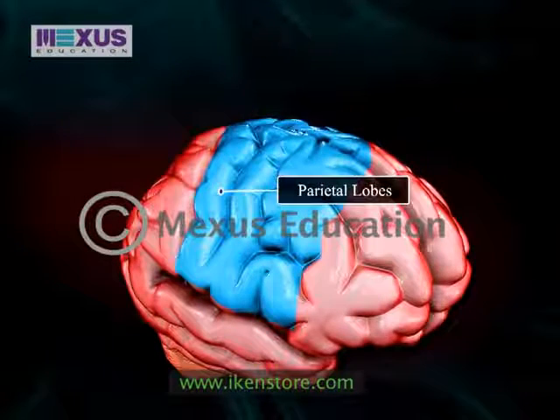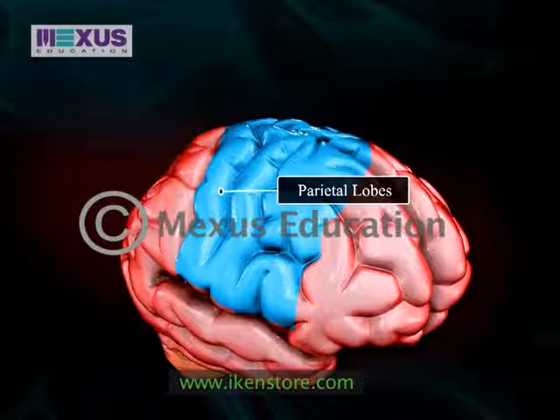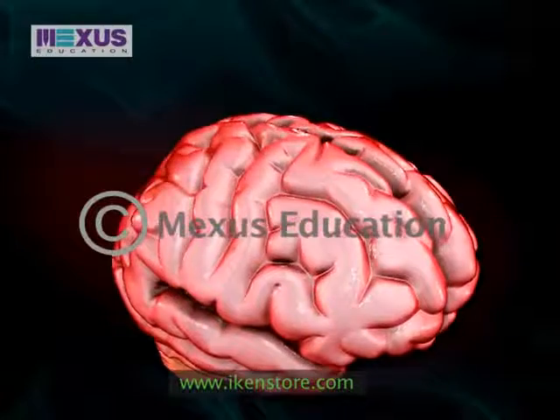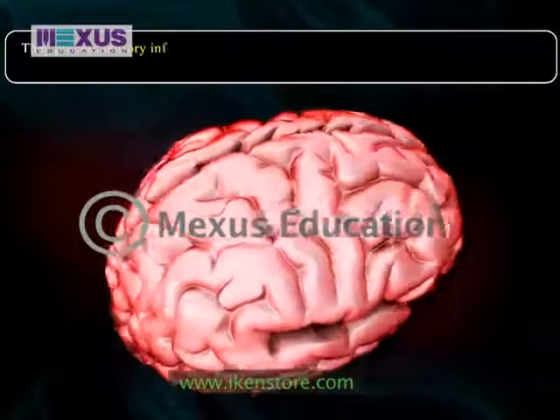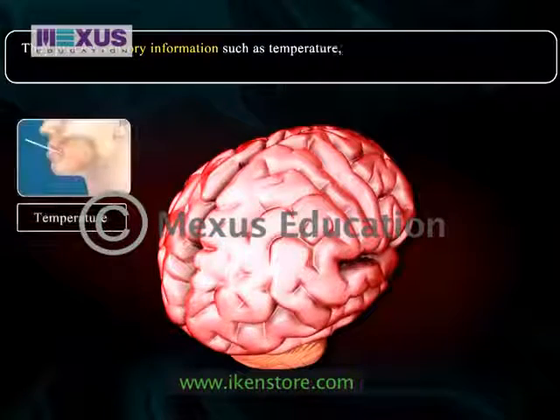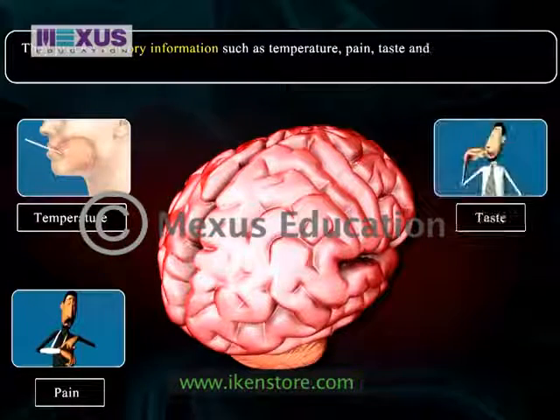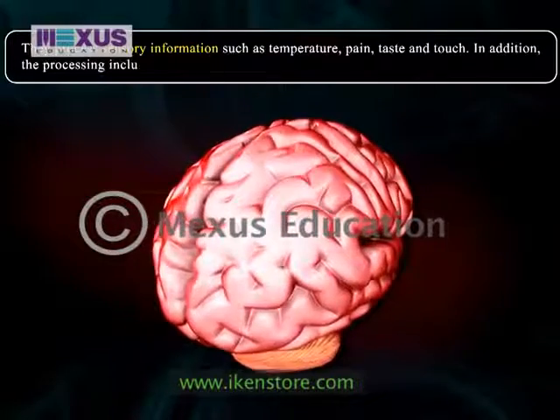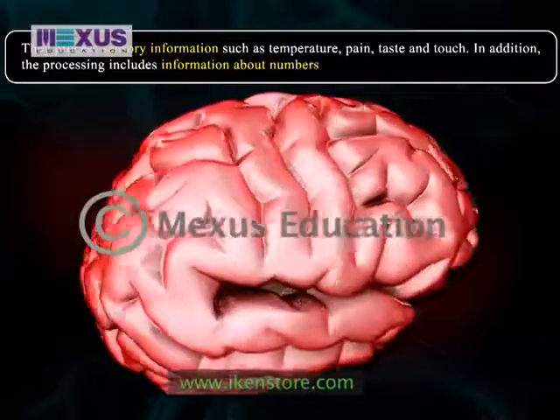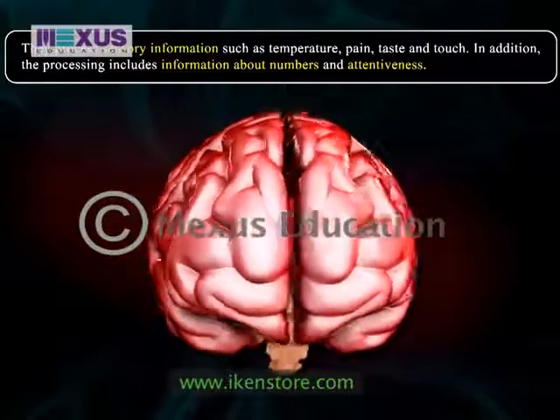The parietal lobes are located behind the frontal lobes and in front of the occipital lobes. They process sensory information such as temperature, pain, taste, and touch. In addition, the processing includes information about numbers and attentiveness.